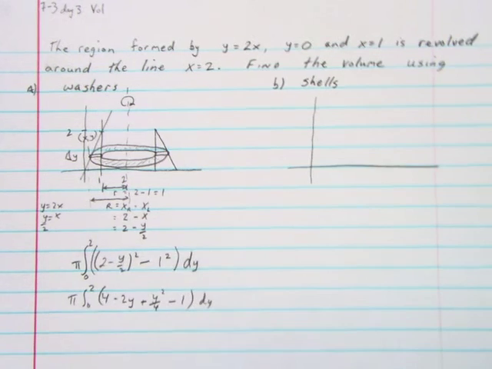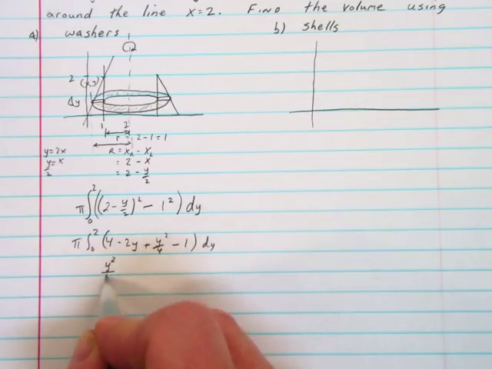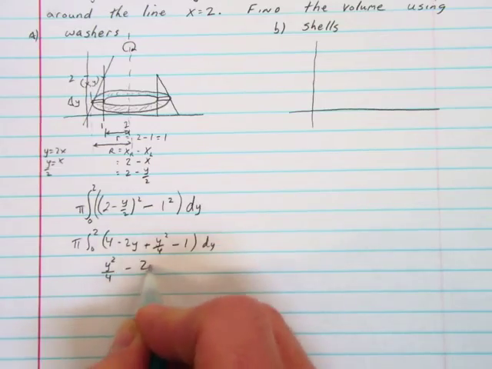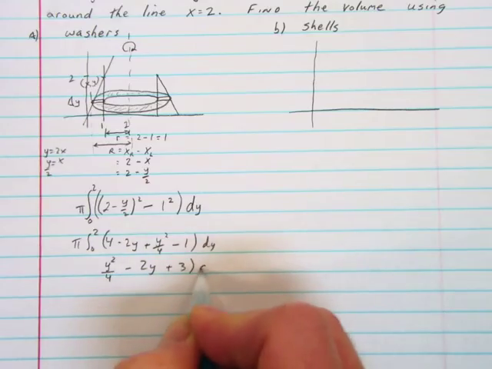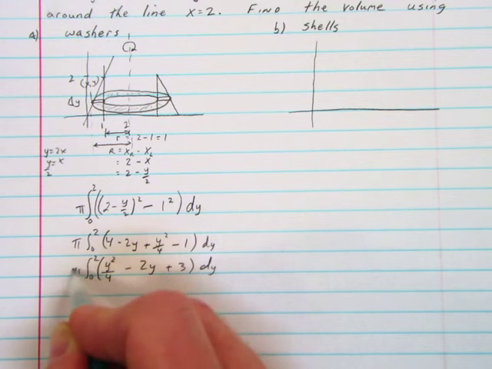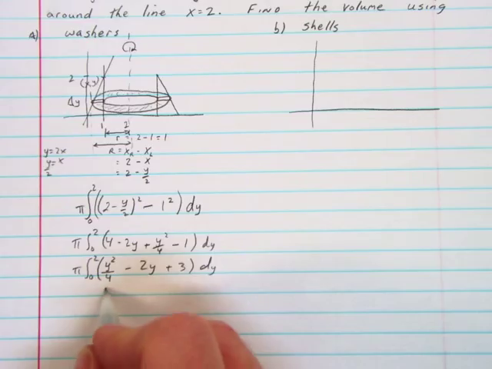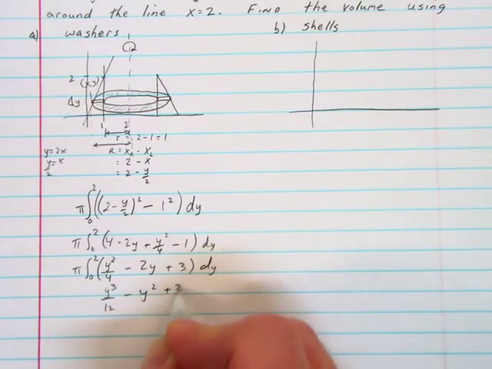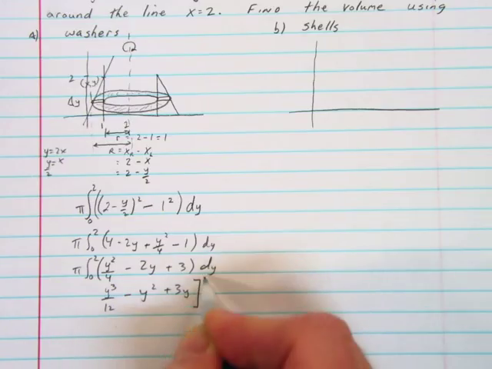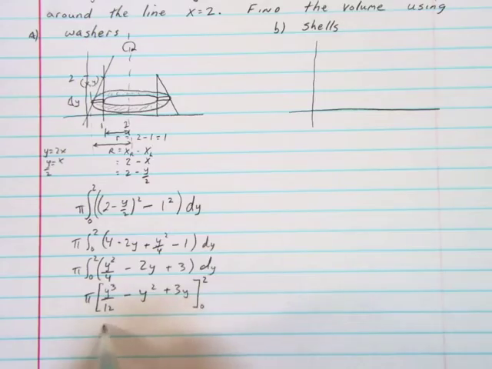Combine your like terms. Let's move this up a little bit, and I'll just rearrange it. Y squared over 4 minus 2y plus 3. Now the only thing we've done so far is just multiply and simplify. We actually haven't integrated. So now we're going to integrate, and we'll have y cubed over 12 minus y squared plus 3y, and we need to evaluate that from 0 to 2, and always remember our pi added on.